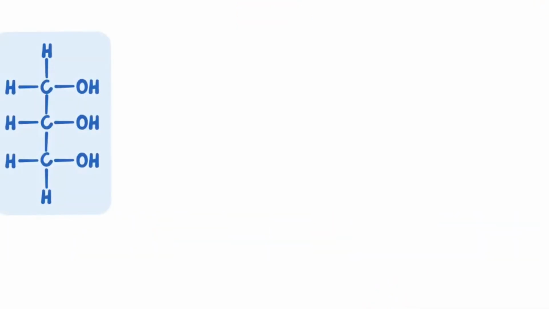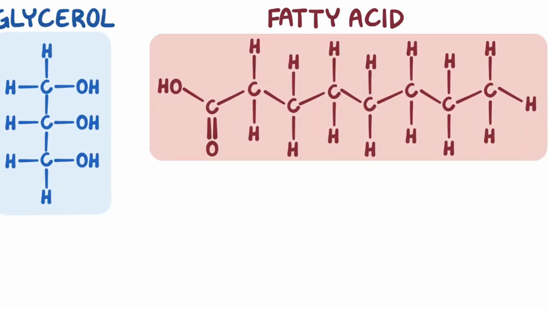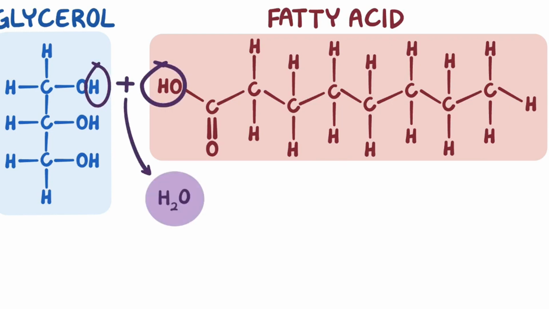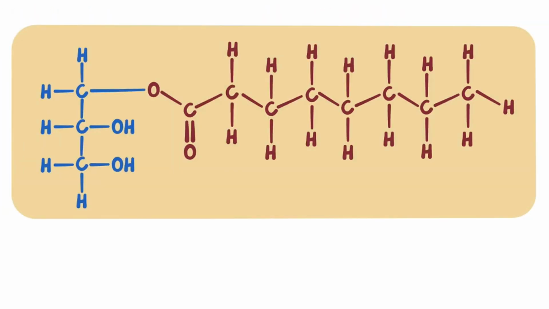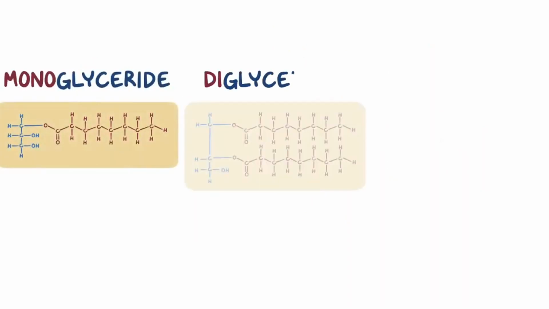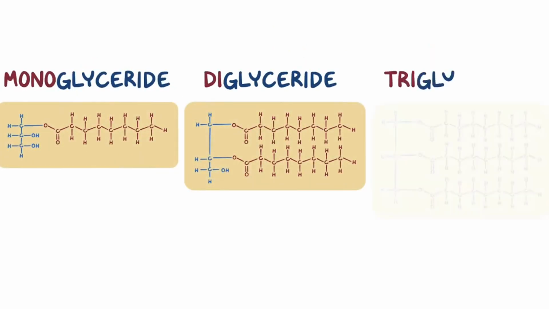Fats have a 3-carbon backbone called glycerol, as well as fatty acid chains. The fatty acid chain is basically a string of carbon and hydrogen atoms. When an OH group from the glycerol molecule binds to a hydrogen from the fatty acid, an H2O or water molecule gets released, and the two molecules link up. If this happens once, the result is a monoglyceride. If it happens twice, it's a diglyceride, and 3 times makes a triglyceride.